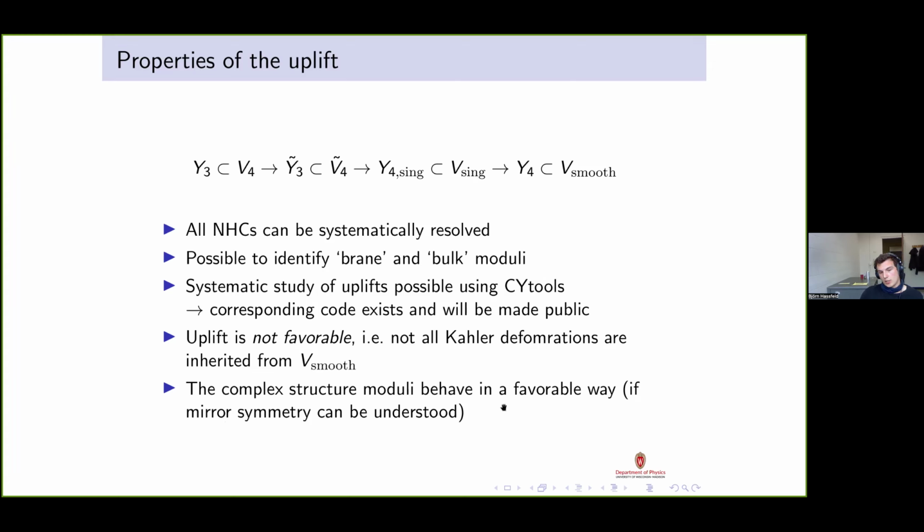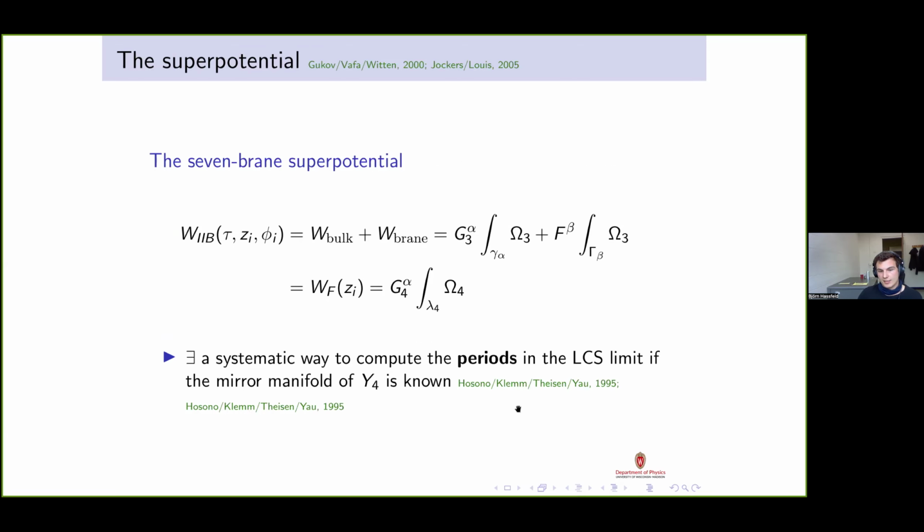However, the complex structure moduli space in all models we have studied so far can be understood in a favorable way. So now there's one more thing left that would be nice to have for these kinds of models, and this is to compute superpotentials in F-theory thereon. So we started out with our type IIB model, and the superpotential of this type IIB model can be computed in F-theory by the F-theory superpotential in this way, which basically means that we have to be able to compute the periods of the Calabi-Yau fourfold.